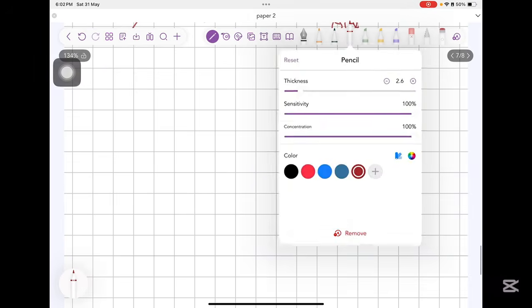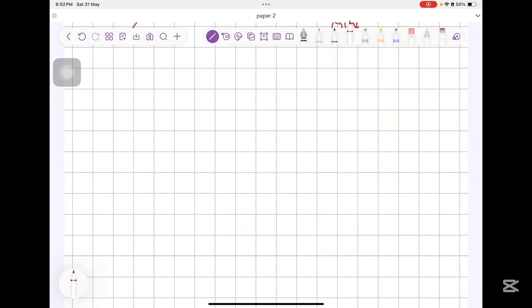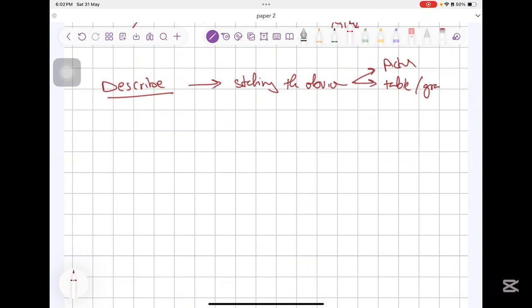We're talking about the repeated questions. When they ask you to describe, you're just describing. You're just stating the obvious. And what do I mean by obvious? I mean like the picture. If they give you a picture, the table or graphs, you describe by trends.